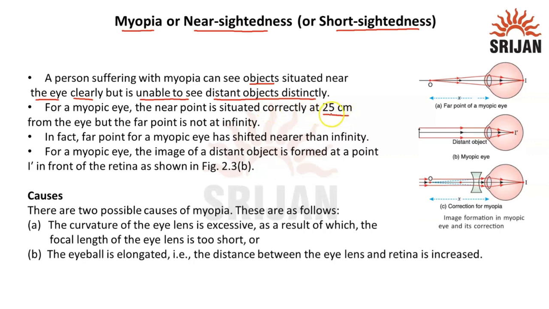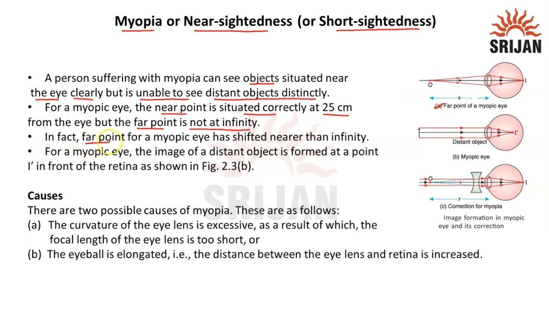approximately 25 centimeter. What happens in myopia is that the near point is situated correctly at 25 centimeter, but the far point is not present at infinity. In fact, it is shifted to a point which is much closer than infinity. Like in this particular case, figure A shows that the far point has shifted from infinity to point O, implying that the person can only see distinct objects that are lying at a maximum distance of x from the eye.